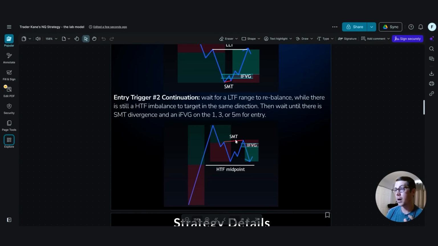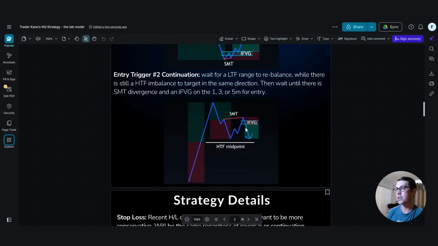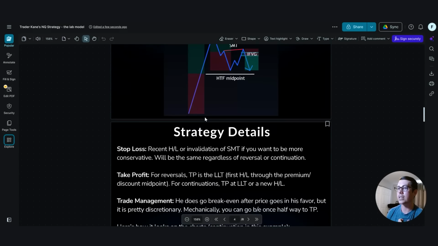And so it's the same model. We're looking for that SMT and the inverse fair value gap. You can even target the low logical liquidity target of just this move. You can target a continuation down to a new low, or you can even target the high time frame midpoint. There's a little more flexibility, and the great thing with FX Replay is our simulator will be able to see what is the best level to hold out these trades, whether it's the reversal or the continuation. But he predominantly just goes for those base hits to the logical liquidity targets.